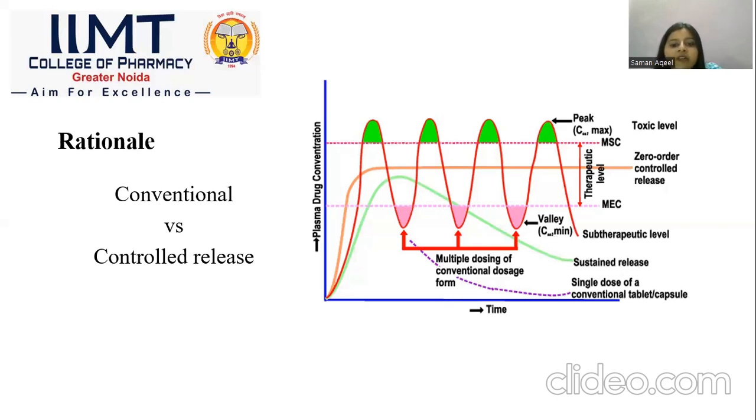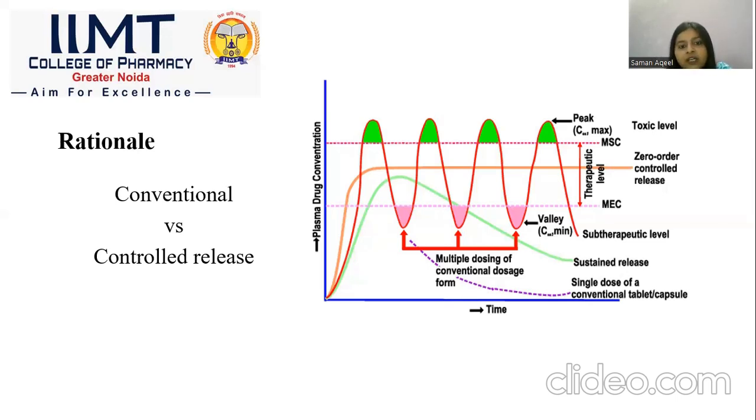Earlier in the conventional dosage form, the release of the drug was immediate, so we had to give multiple doses. The dosing frequency was higher. We had to give a number of doses to maintain the duration of action.